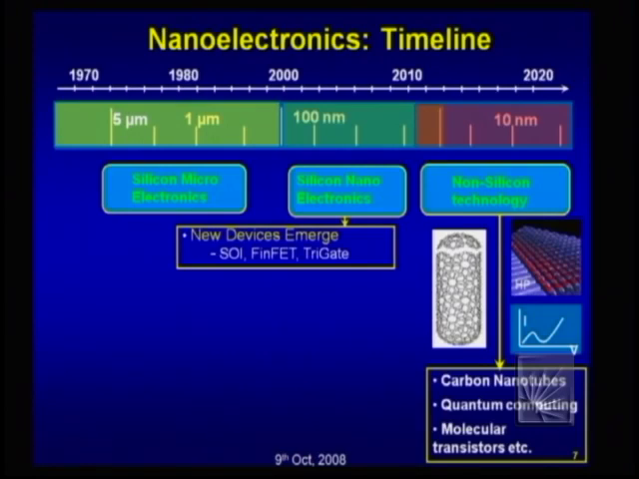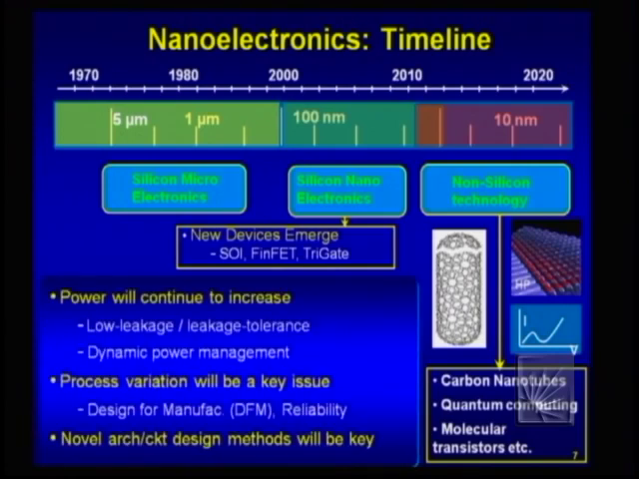So there are a lot of challenges ahead of us, which means that if you really want to exploit the benefit of nanoelectronics, you need to deal with the problems, and the problems are in terms of power, in terms of variability, and in terms of robustness. So we'll talk about that in more detail.